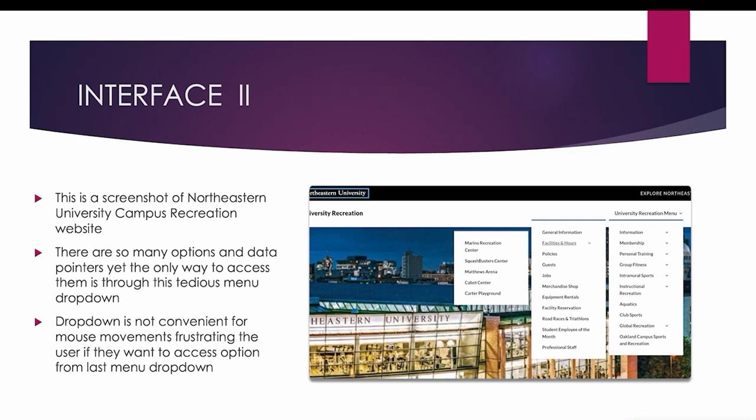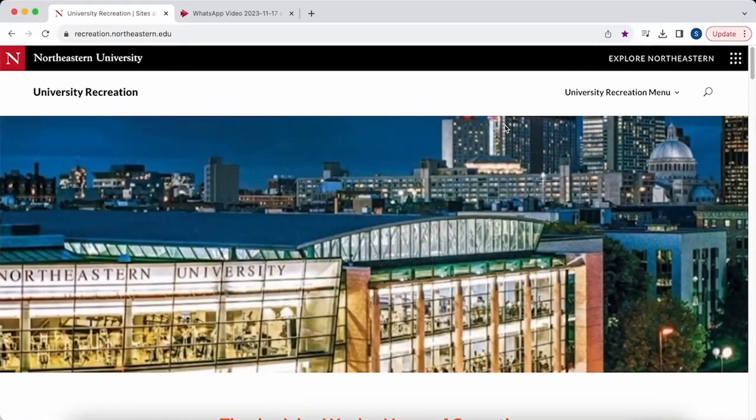This is a screenshot of Northeastern University's campus recreation website. There are so many options and data pointers here, yet the only way to access them is through this tedious menu drop-down. This is literally all the facilities and information that the Northeastern recreation website has to offer, and they are all accessible only through this menu drop-down. The drop-down is not convenient for mouse movements, frustrating the user if they want to access the options from the last menu drop-down. Let us check that out.